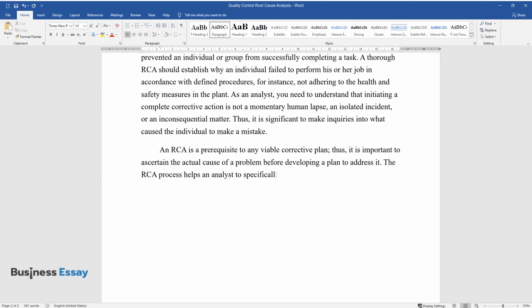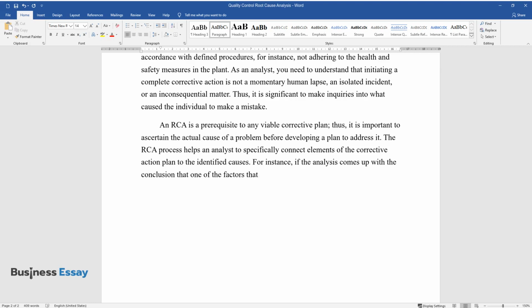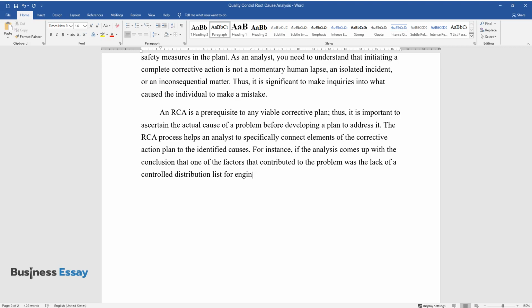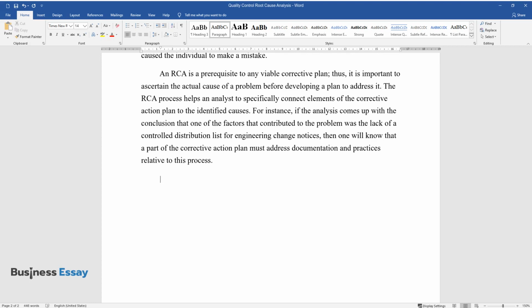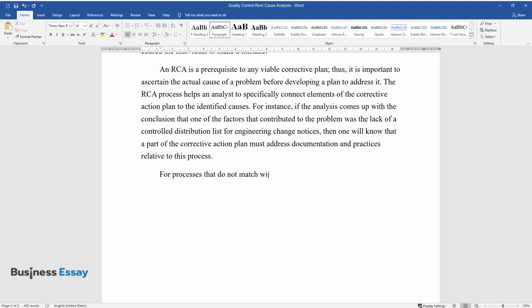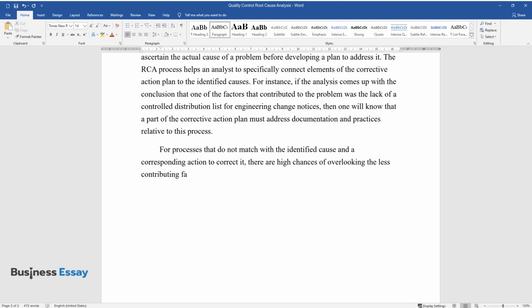The RCA process helps an analyst to specifically connect elements of the corrective action plan to the identified causes. For instance, if the analysis comes up with the conclusion that one of the factors that contributed to the problem was the lack of a controlled distribution list for engineering change notices, then one will know that a part of the corrective action plan must address documentation and practices relative to this process. For processes that do not match the identified cause and a corresponding action to correct it, there are high chances of overlooking the less contributing factors.